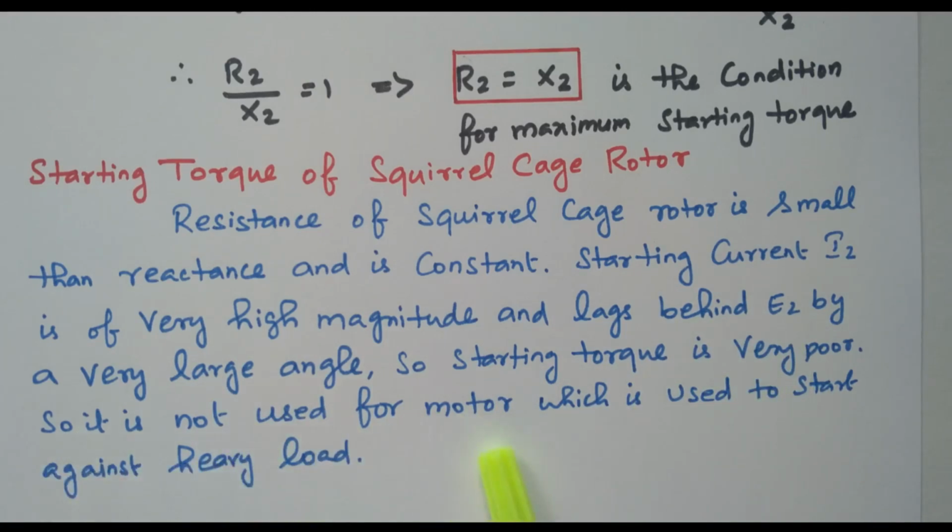So it is not used for a motor which has to start a heavy load. In case of a motor started with a heavy load, we are not using this squirrel cage rotor. The squirrel cage rotor is used only for medium load or less loaded, and for heavily loaded it is not used. So in this video, we discussed the torque equation, the condition for maximum torque, the condition for maximum starting torque, the magnitude of the starting torque, and the starting torque of the squirrel cage rotor.